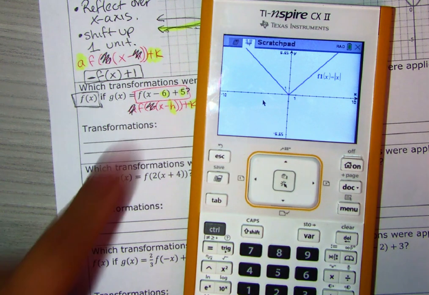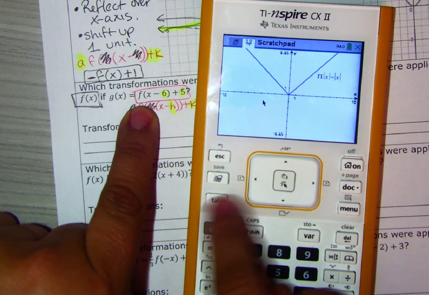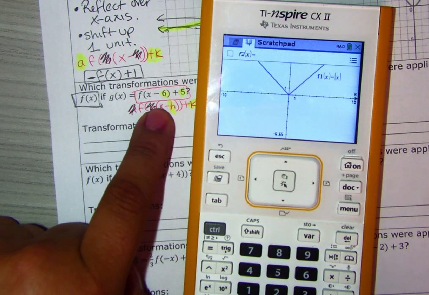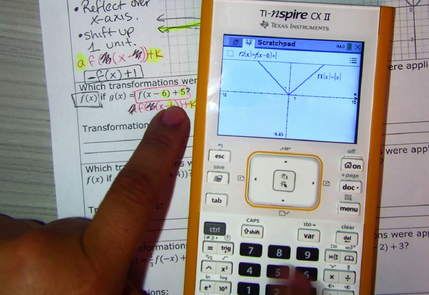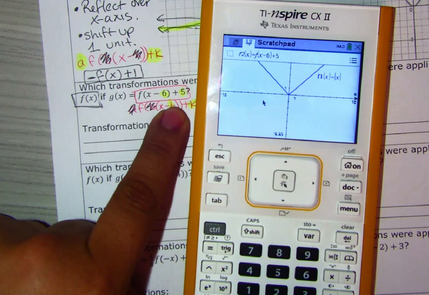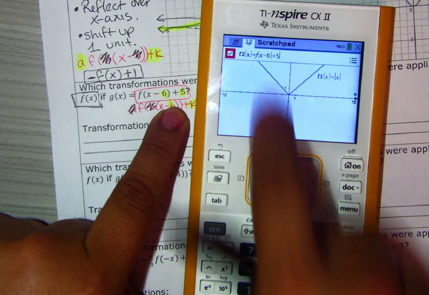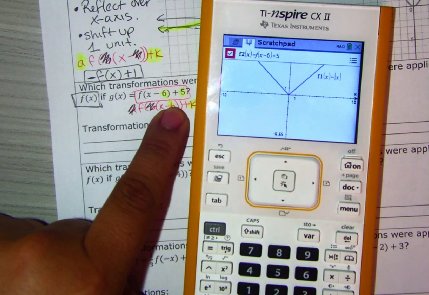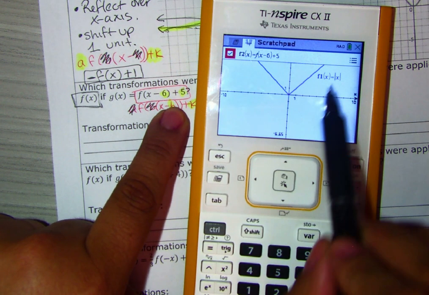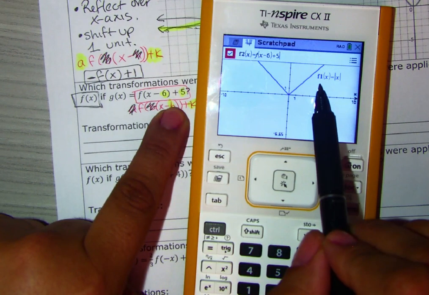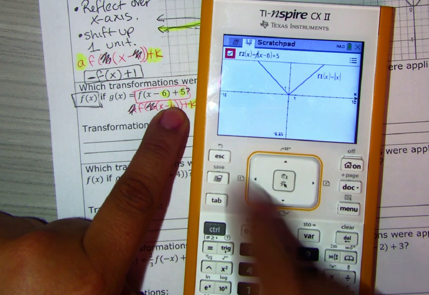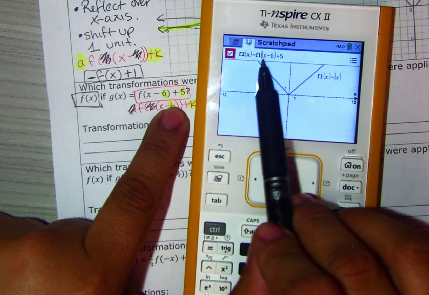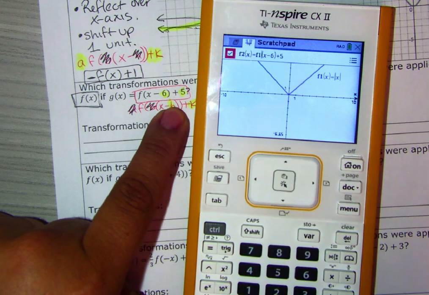We are going to now type this transformation to that. So it's going to be f parentheses x minus 6 plus 5. And if I press enter, nothing's going to happen, partially because f by itself is not reading anything. The calculator doesn't know what to do with that f. You are trying to tell the calculator that you want the parent function to be transformed. The parent function right now is labeled as f1, so you need to type f1 in here. So now it's recognizing that the parent function will be transformed by those numbers.